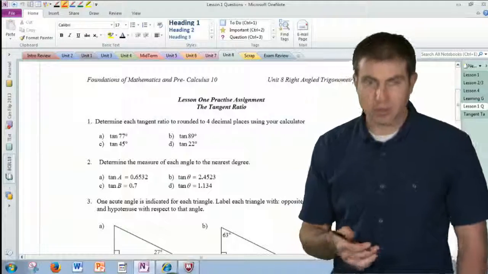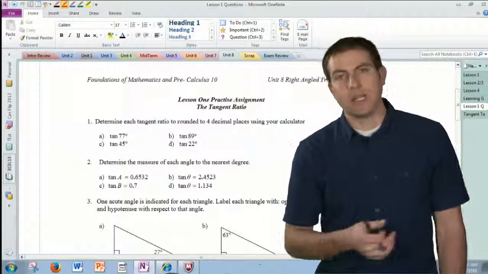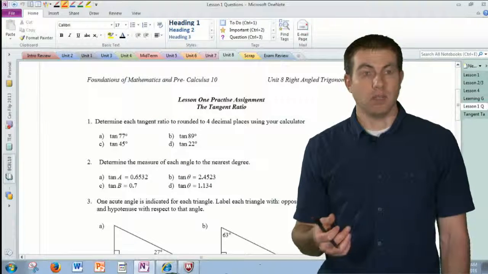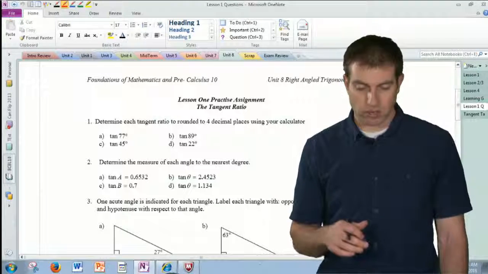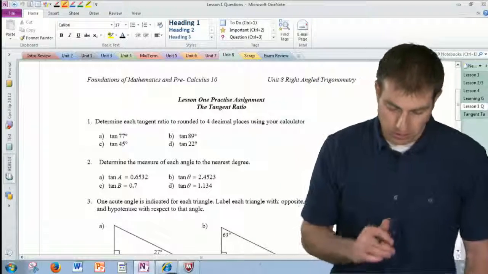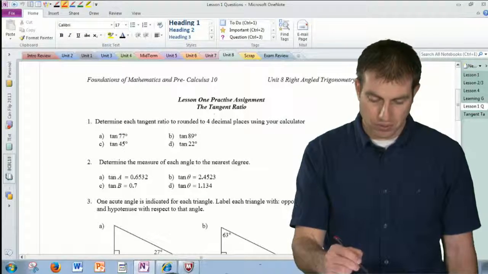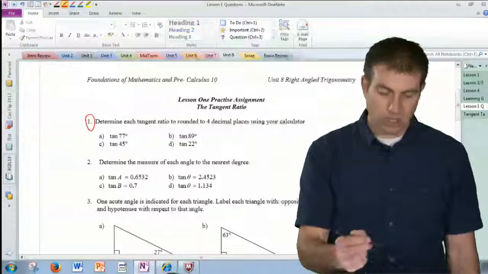So I just wanted to mention a few things about some of these questions, and then I'll go through some answers, and then maybe we'll look at the learning guide about midway through, and we'll work through some stuff, and hopefully everybody will be on the same page. So, determine the tangent ratio rounded to 4 decimal places by using your calculator. I just want to look at number 1.